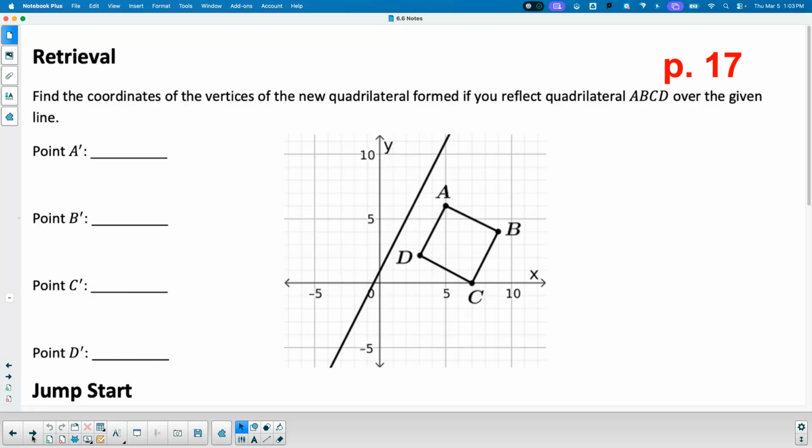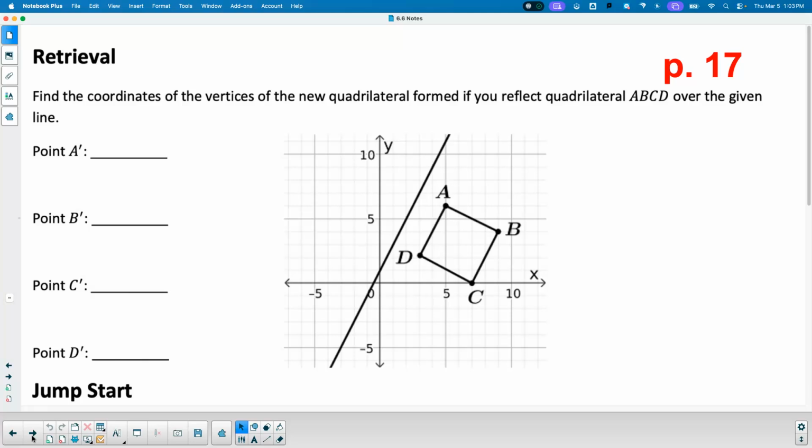Find the coordinates of the vertices of the new quadrilateral if we reflect it over that line. So we're going to reflect A, B, C, D over that line. What's the key to reflection? Opposite reciprocal. So what do we call that in one word? Perpendicular. So we've got to be perpendicular to that line.